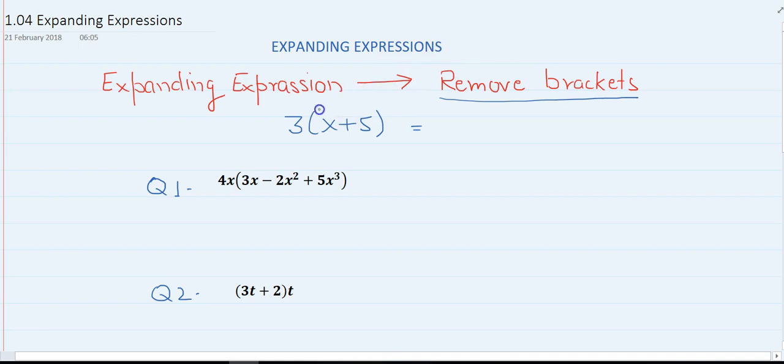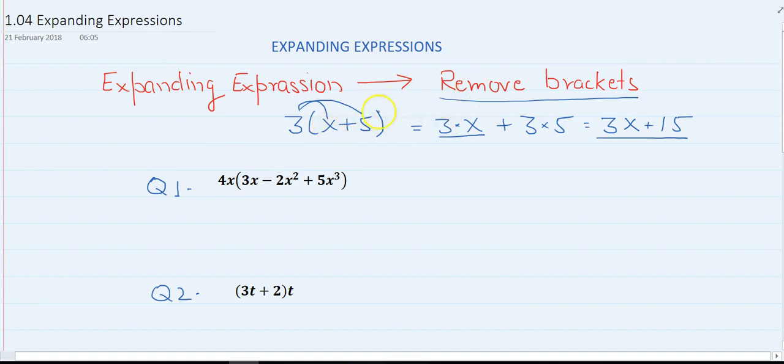It means we have to multiply 3 by x and then we have to multiply 3 by 5. So 3 multiply x plus 3 multiply 5. So this will be 3 multiply x is 3x plus 3 multiply 5 is 15. So that is the answer.